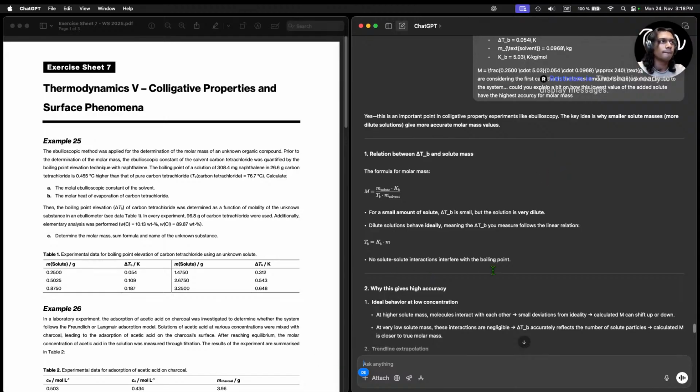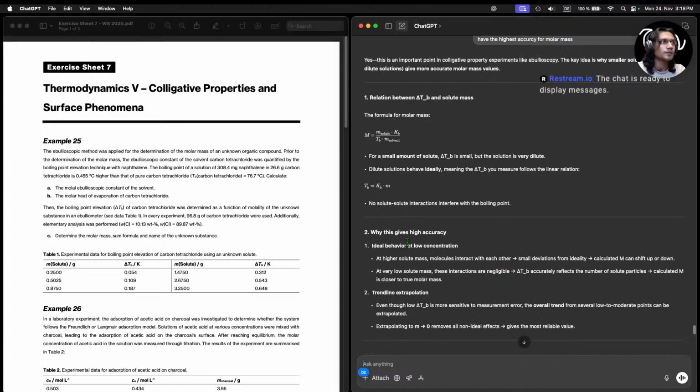Why does this give me ideal behavior at low concentration? So, if we want ideal behavior again, how does this ideal behavior relate to actual concentration? What gives at higher solute mass, smaller interactions with a small deviation from ideality. At low solute mass, interactions are negligible, so calculated M is closer to the true molar mass.